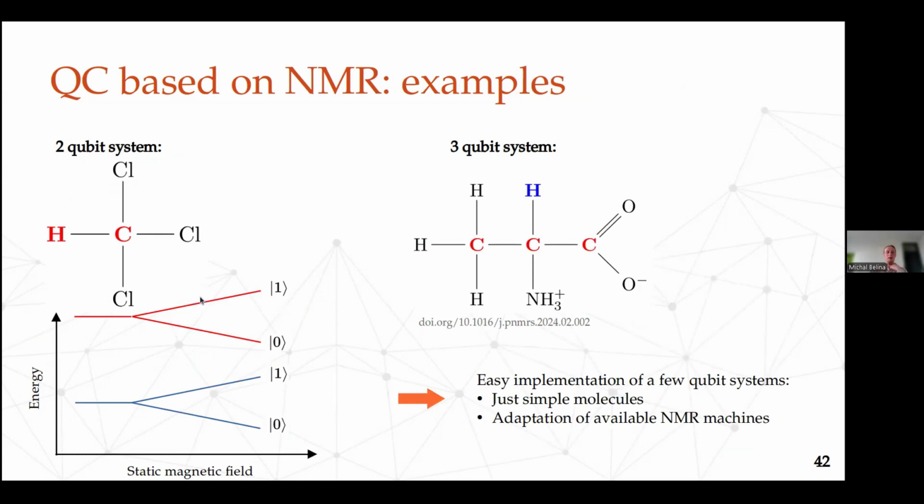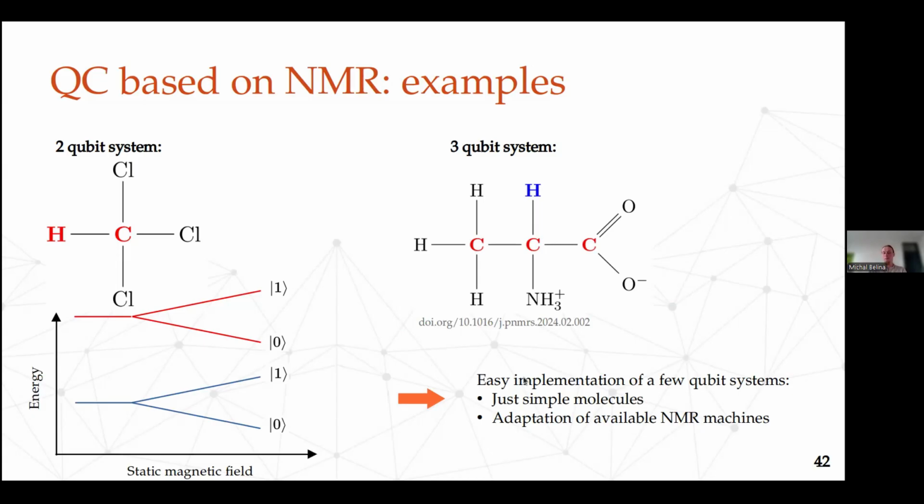So this can be used to create very efficient but small few-qubit systems. For this two-qubit system, you have this contribution or splitting of the spin on carbon, which is different from the splitting on the hydrogen. And again, by tuning the magnetic field to match the microwave radiation, you can do some unitary operations.